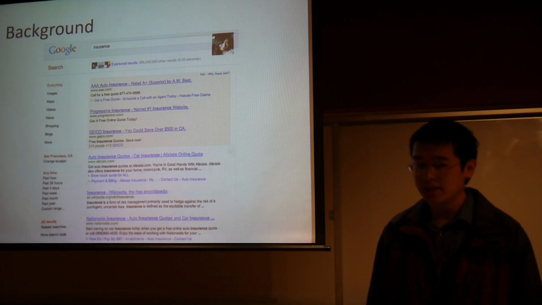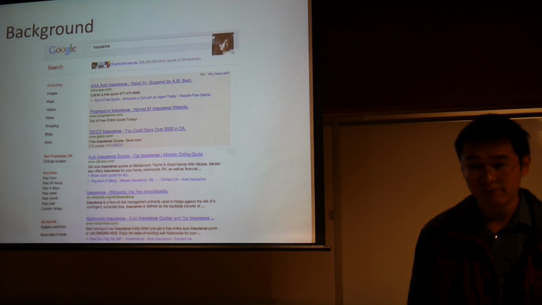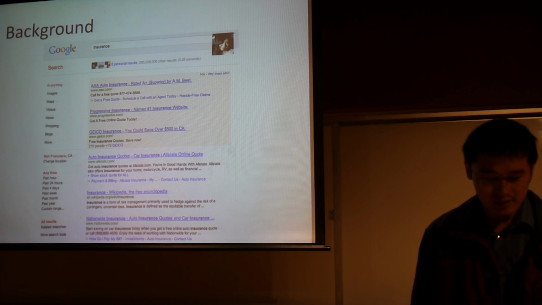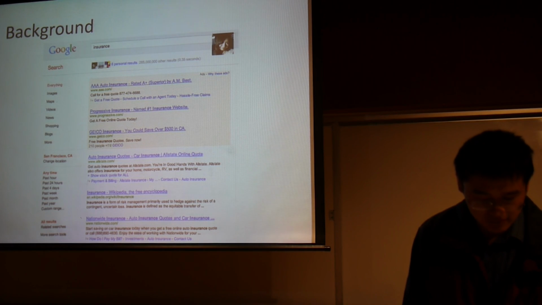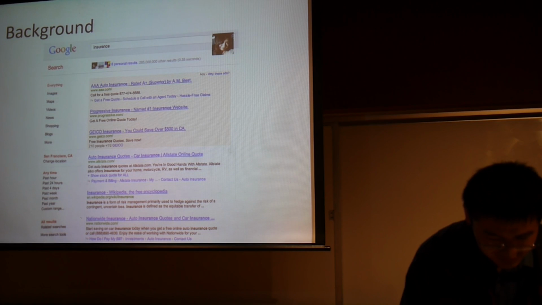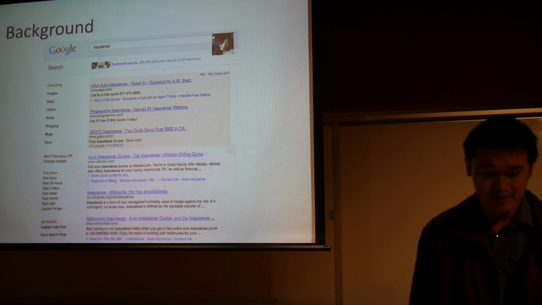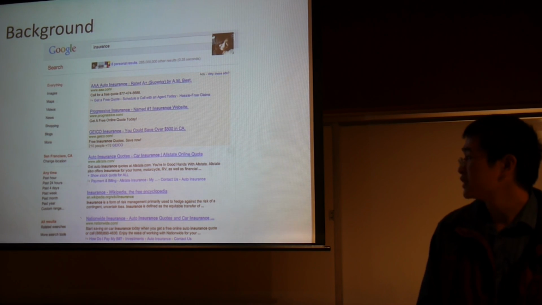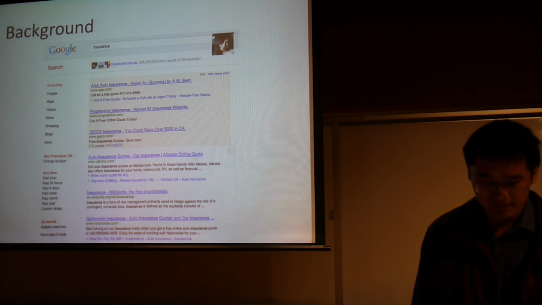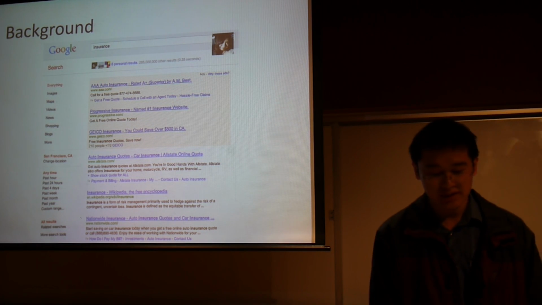So first, let's look at the background. Suppose that the user submits a query to the search engine, and the search engine returns a search result page to the user. As this image shows, besides the search result links that the search engine returns, there are also up to 3 advertisement items at the top. And what we want to do is to predict whether or not the user will click on each of these ads.